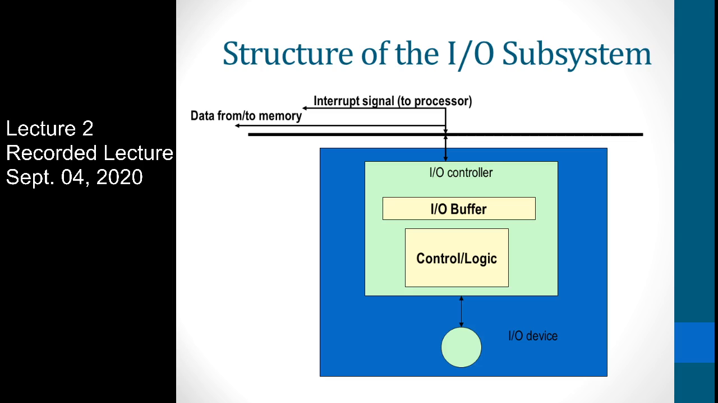I-interpret ng CPU ano yung ginawa mo, bakit ka nag-click. And then, i-execute niya kung anong ibig sabihin ng click mo. Pwedeng nag-click ka dahil nag-open ka ng program. Nag-click ka kasi nag-refresh ka. Nag-click ka kasi nag-i-scroll ka ng browser. Okay? So, yun yun. So, there's a buffer.